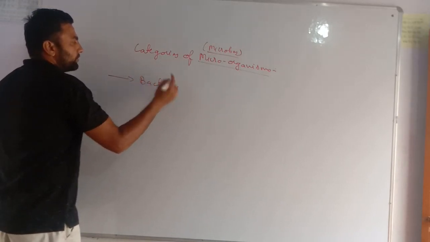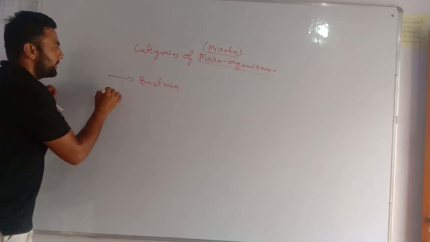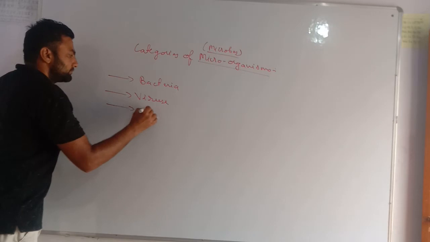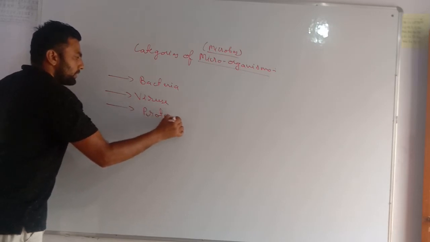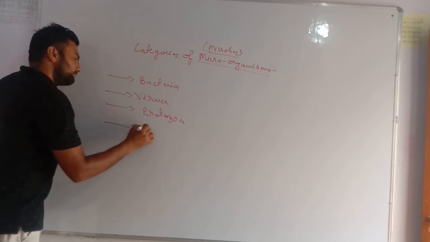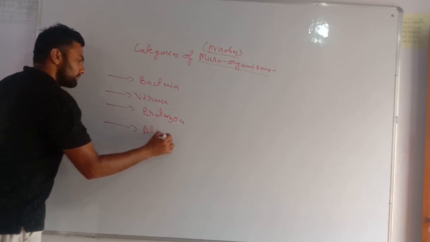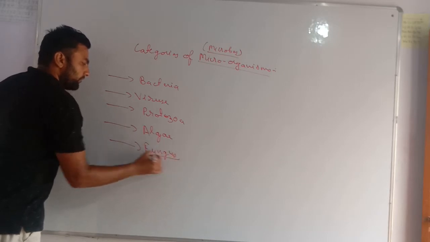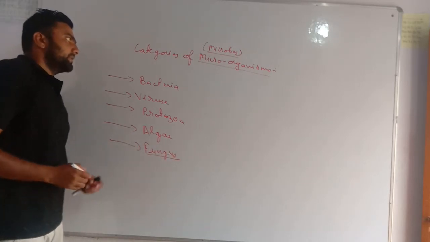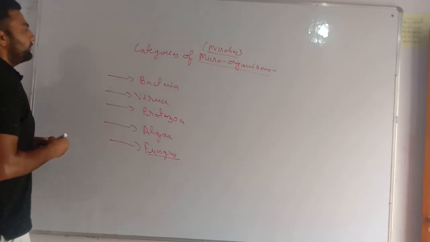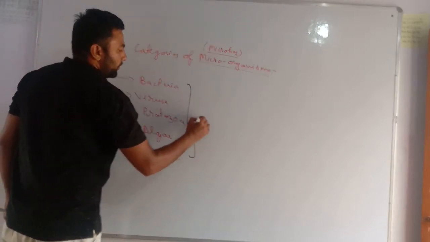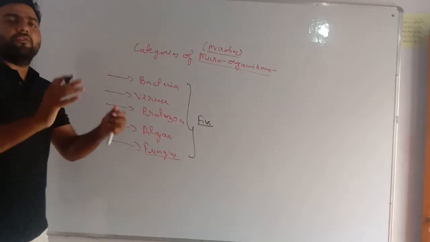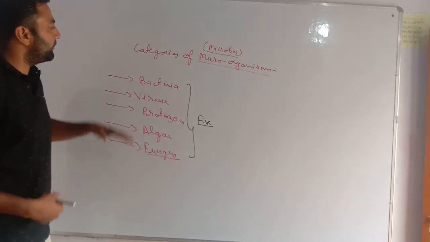So how many categories are there? These are of main five categories, that is bacteria, virus, protozoa, algae, and fungus. These are the basic main five categories of microorganisms. All these microorganisms have few different properties. That's why they have been given different names.